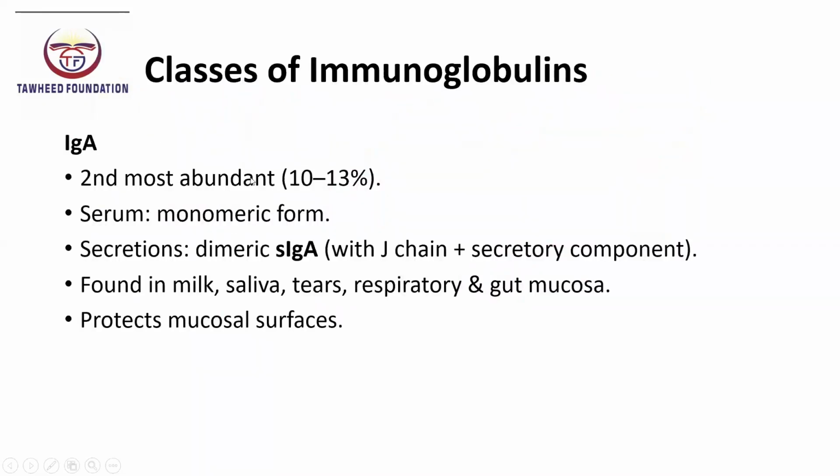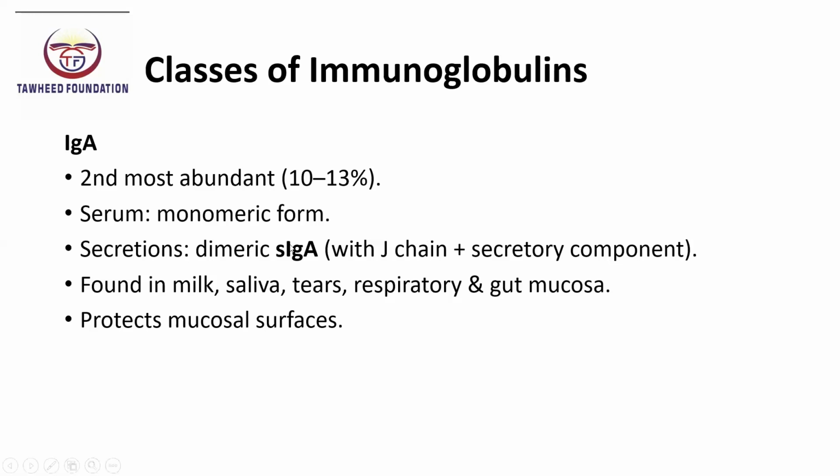The next class of immunoglobulin is IgA. IgA is the second most abundant immunoglobulin in serum, but is most important at mucosal surfaces. It makes up about 10 to 13% of total serum immunoglobulin. In serum, IgA is found mostly as a monomer. At mucosal surfaces, that is the respiratory tract, gastrointestinal tract, and urogenital tract, IgA exists as a dimer with a joining J chain and a secretory component, forming secretory IgA.